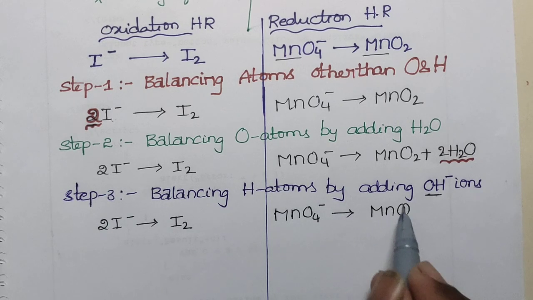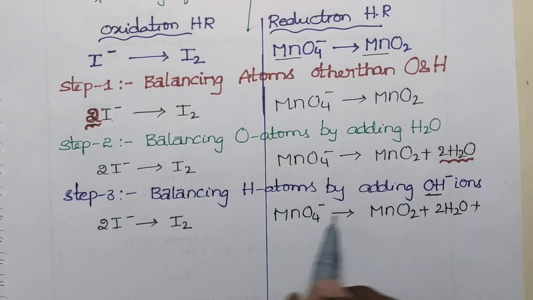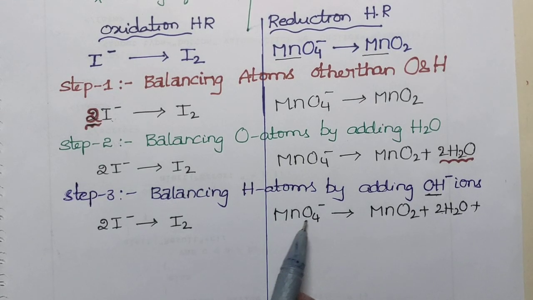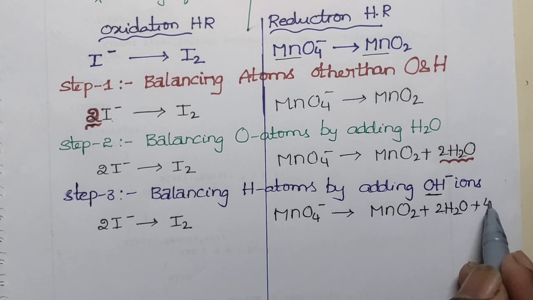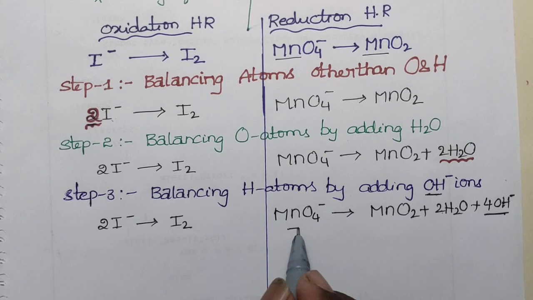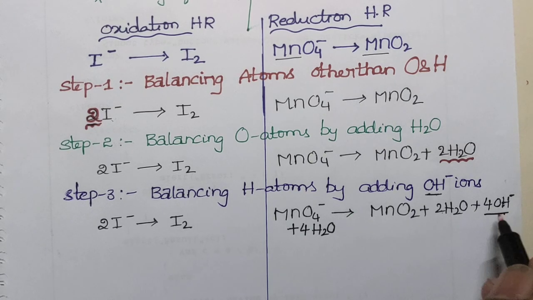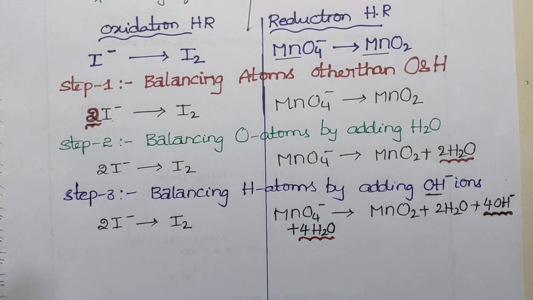MnO2 plus 2H2O plus 2 2s are 4. There are no hydrogen atoms at the left hand side. So however many hydrogen atoms are on the right side, 2 2s are 4, we add 4OH minus. To balance these 4OH minus, the same number of water molecules are also added to the opposite side. That means on this side we add 4H2O. In basic medium, however many OH minus ions we add, we have to add the same number of water molecules on the opposite side.